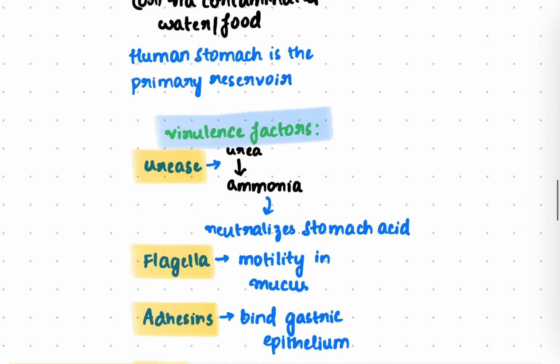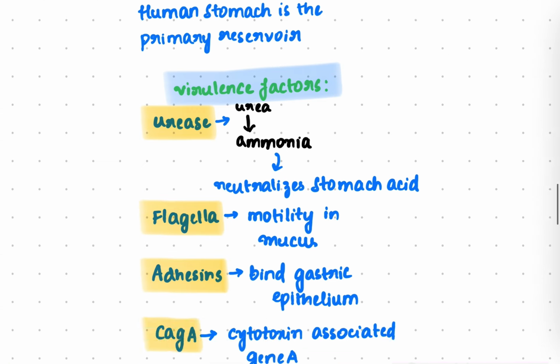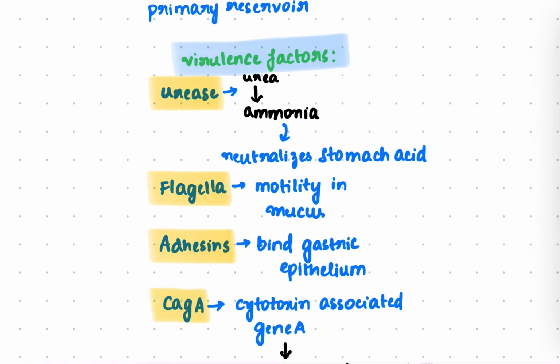Coming to the virulence factors, why does this organism cause disease? The main one is urease. Urea is converted to ammonia by this urease enzyme. As ammonia is a base, it will neutralize the stomach acid. Stomach acid is a protective phenomenon, so since it is alkalized and neutralized, this protection is lost. That's why it causes disease.